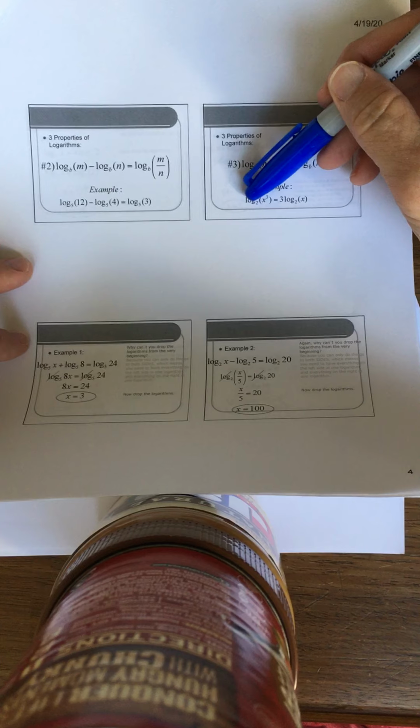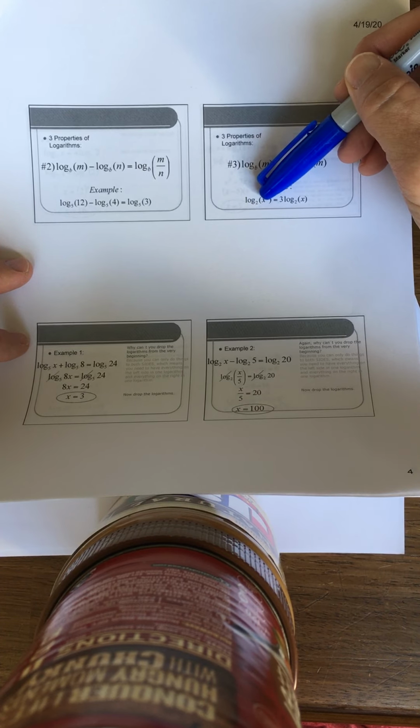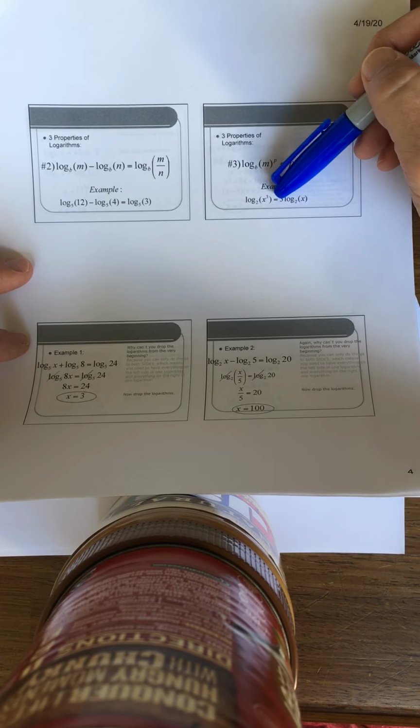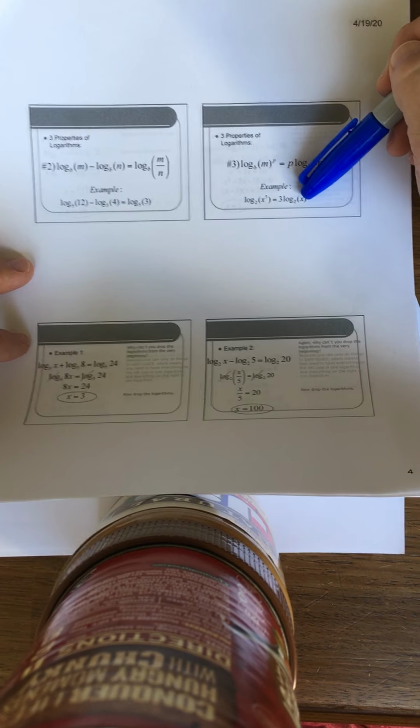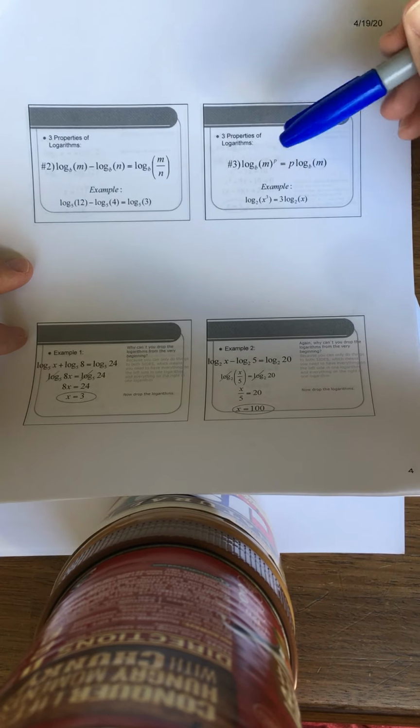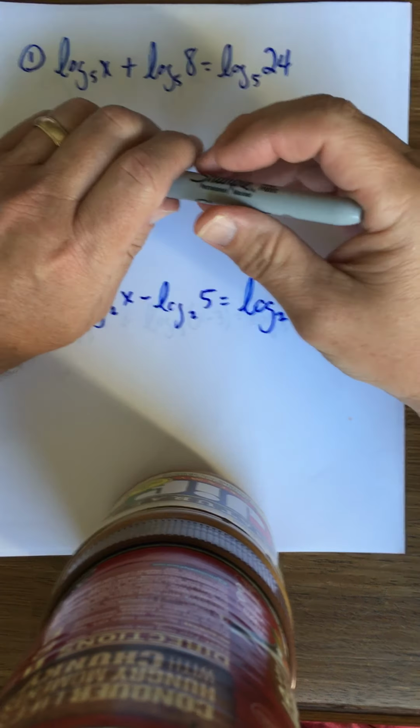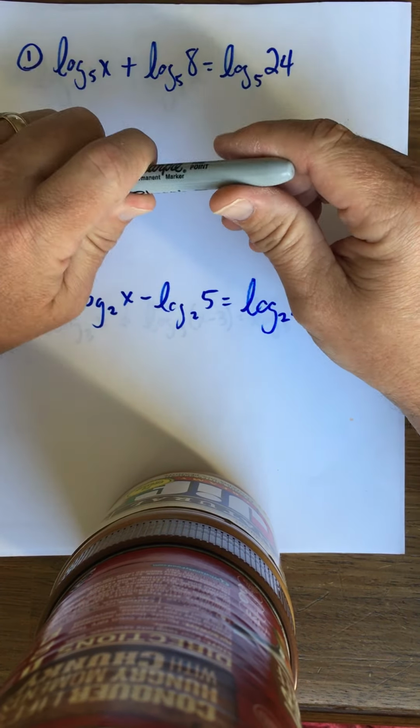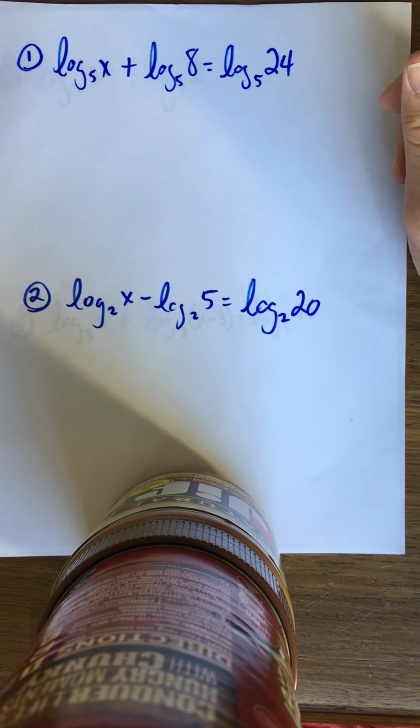And here's the example of that. If you got log base 2 of x cubed, that's the same thing as bringing that exponent out front, saying 3 times log base 2 of x. Now I'm going to show you how to use these properties here in just a moment. And the most rudimentary way is to use it to solve equations. And that's what we're going to do in this next section.